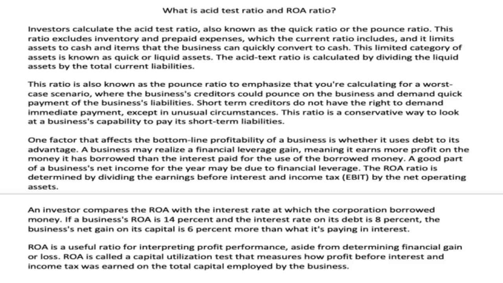An investor compares the ROA with the interest rate at which the corporation borrowed money. If a business's ROA is 14% and the interest rate on its debt is 8%, the business's net gain on its capital is 6% more than what it's paying in interest. ROA is a useful ratio for interpreting profit performance, aside from determining financial gain or loss. ROA is called a capital utilization test that measures how profit before interest and income tax was earned on the total capital employed by the business.